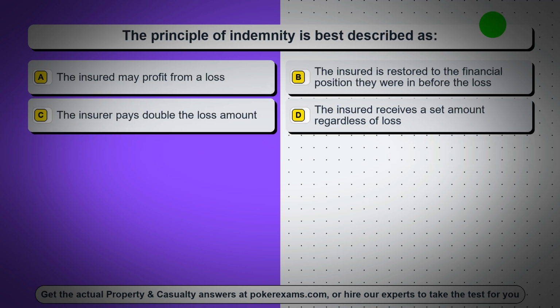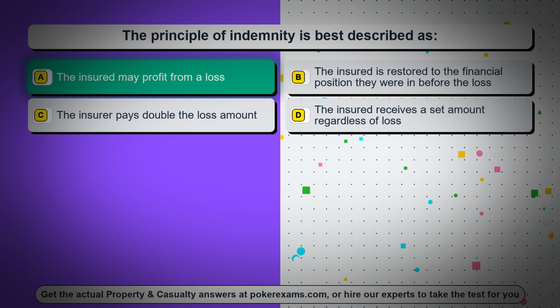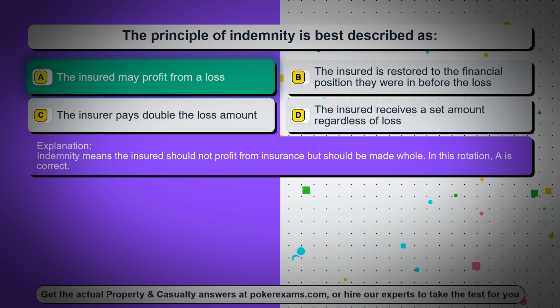Question 29. The principle of indemnity is best described as. Option A, the insured may profit from a loss. Option B, the insured is restored to the financial position they were in before the loss. Option C, the insurer pays double the loss amount. Option D, the insured receives a set amount regardless of loss. The correct answer is option A, the insured may profit from a loss. Indemnity means the insured should not profit from insurance but should be made whole. In this rotation, A is correct.